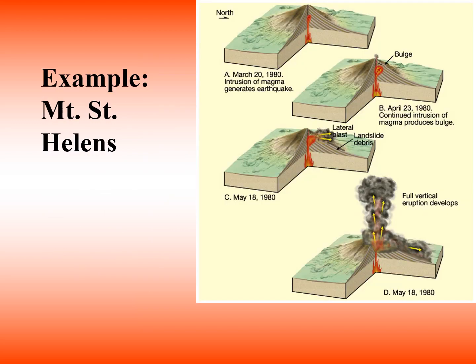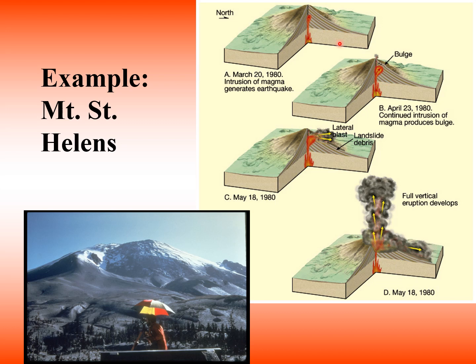So in the example of Mount St. Helens, on March 20th, 1980, we had the intrusion of magma generating an earthquake. Then we had the continued intrusion of the magma that produced a bulge over here on the side. That bulge then subsided and caused a landslide, and that relieved the pressure in this upper part of the volcanic neck here, and then boom, we have a full-blown explosion.